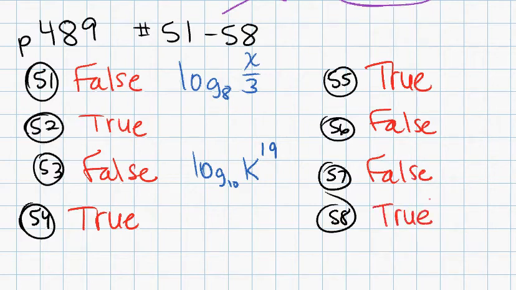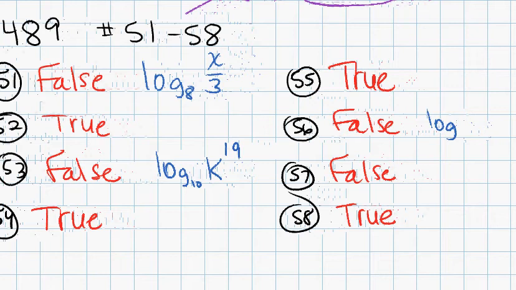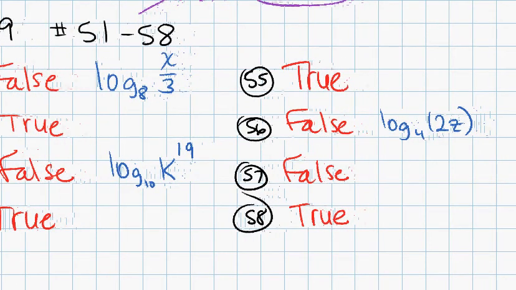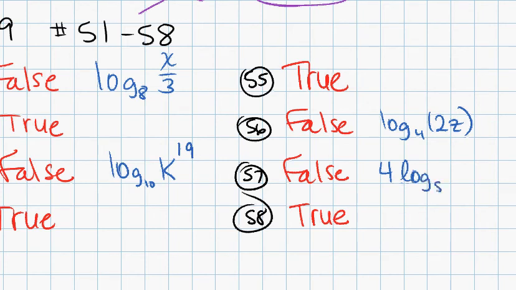So 56 should say log base 4 of 2z, and 57 should say 4 log base 8 of p.